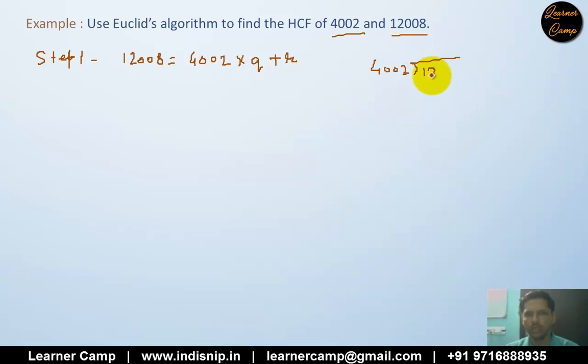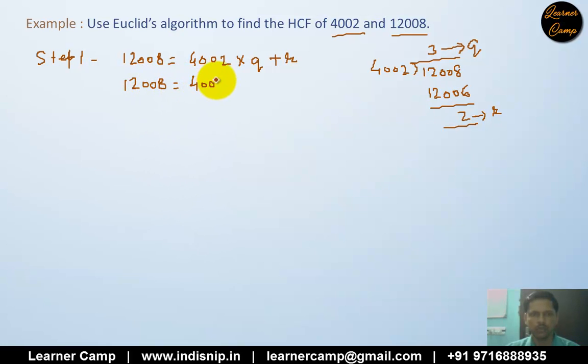4002 and it's 12008. So as we can clearly see, if we multiply it by 3, it comes out to be 12006 and the remainder will be 2. So we have q equals 3 and r, that is remainder, equal to 2. So we can write it like this: 12008 equals 4002 multiplied by 3 plus remainder, that is 2.